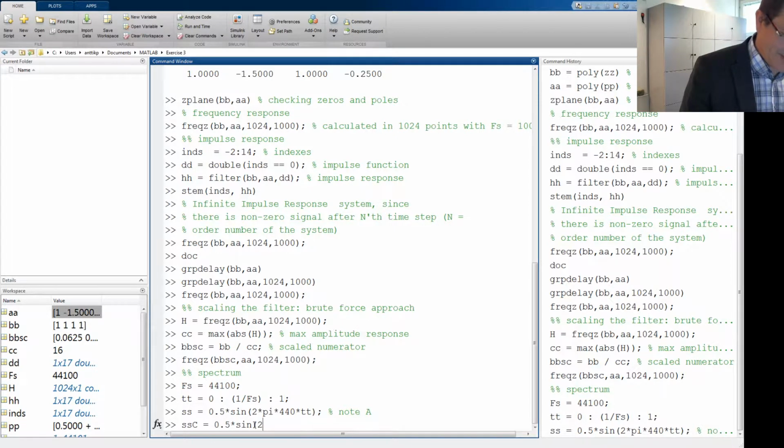Okay. 2 times pi times 440 times 2 to the power of.